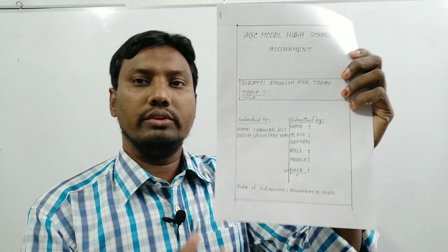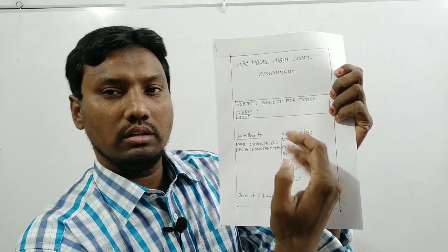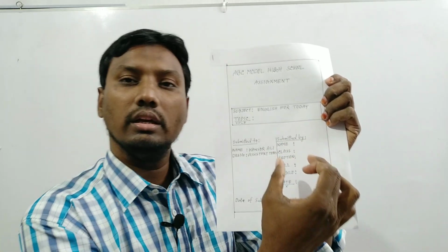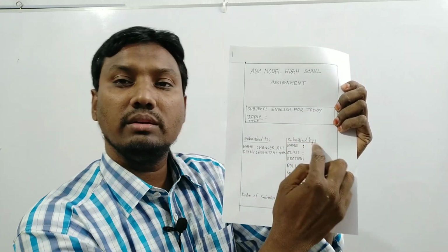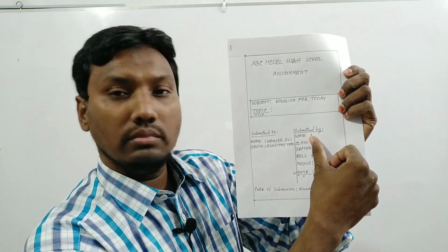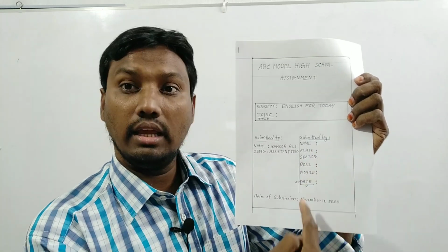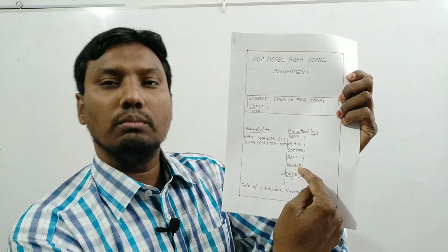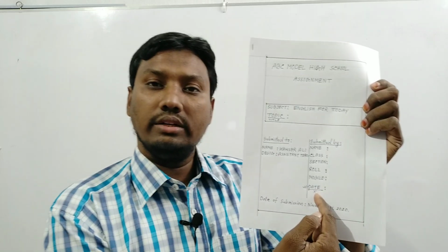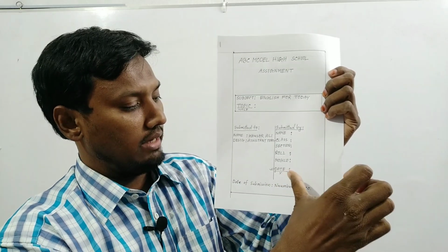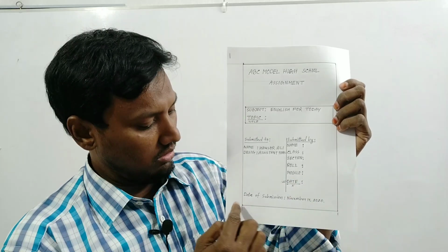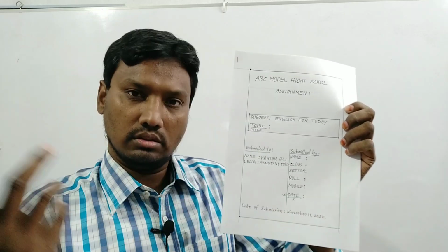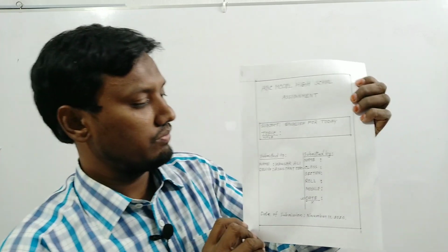Then there are two items. Write down a right side and a left side. The right side is for you. Submitted by, as a student: name, class, section A, B, C, D, roll, mobile. Date: here you can add the date, or you can add the date at last. No problem, as you like, the best one.